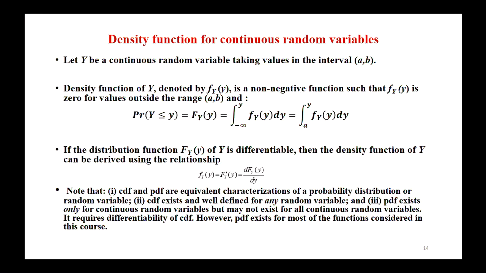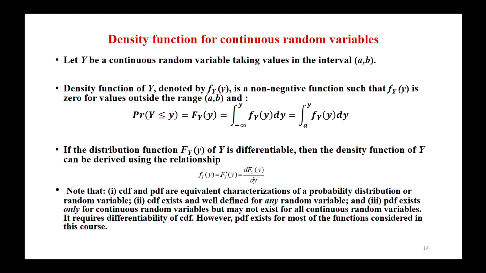So, that was discrete. Now, continuous. Continuous random variable. So now if y is a continuous random variable, let's suppose it takes values in the interval [a, b]. The density function of y, this time we use an f instead of a p. Small case f_Y(y) is a non-negative function such that the function is 0 for all values outside the range [a, b]. Why? Because our random variable takes values in the interval [a, b].